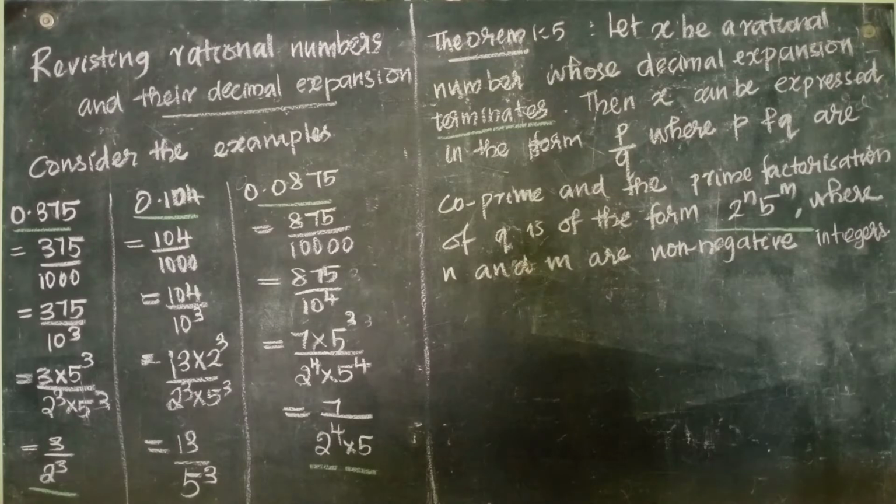0.104, 104 by 1000, that's equal to 104 by 10 cube, that's equal to 13 into 2 cube by 2 cube into 5 cube. This is by prime factorization. That is equal to 13 by 5 cube, that's 13 by 125. And 0.0875, that's equal to 875 by 10,000, equal to 875 by 10 raised to 4, that's equal to 7 into 5 cube by 2 raised to 4 into 5 raised to 4, that's equal to 7 by 2 raised to 4 into 5.